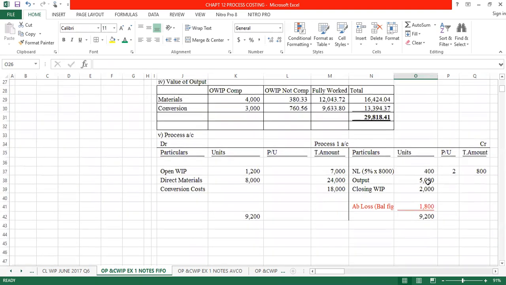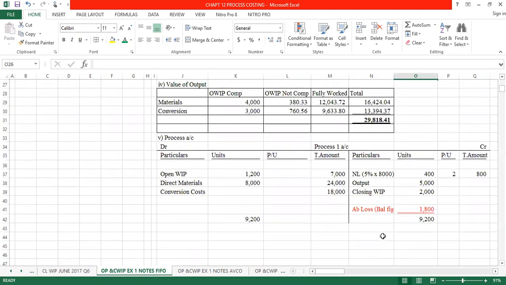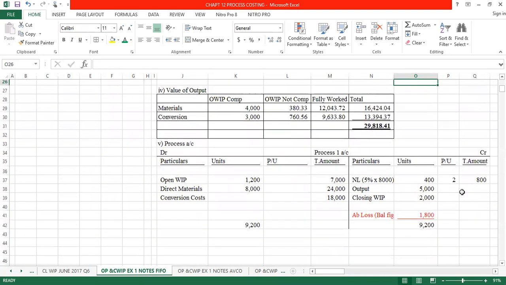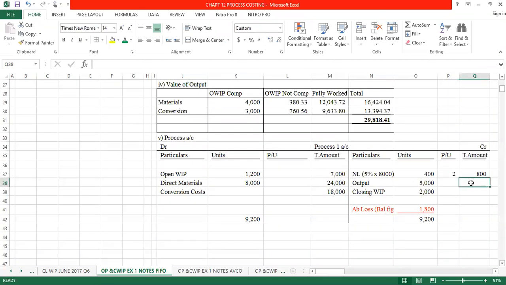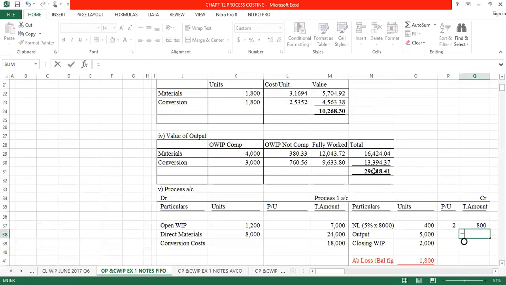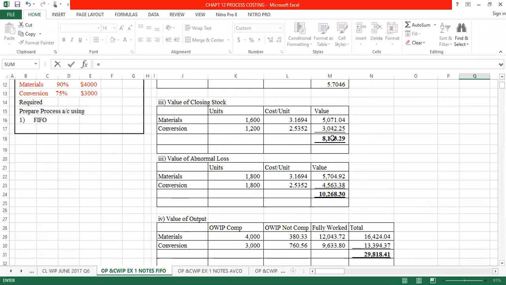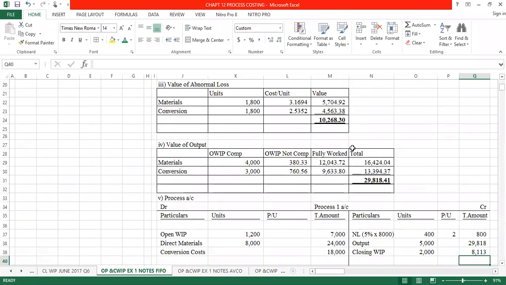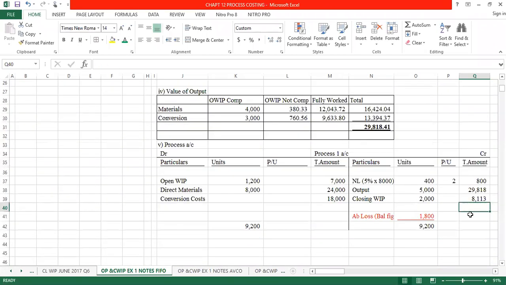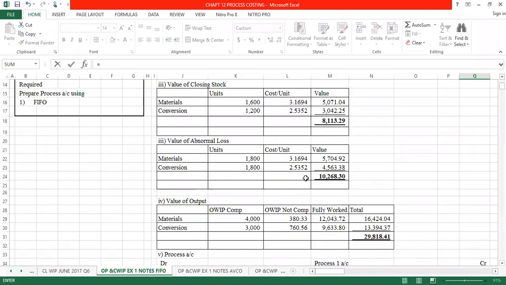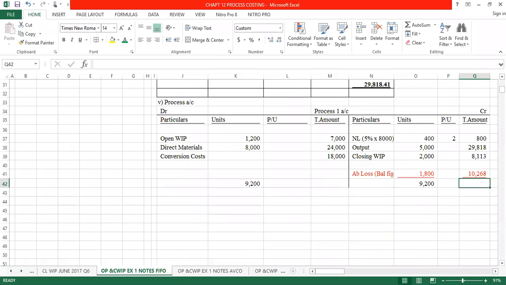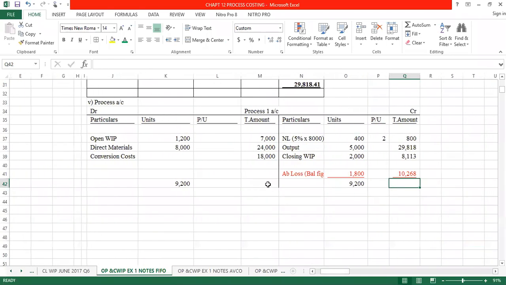So now the stress is here to ensure it balances. So what is the value of output? Value of output, you come and transfer. Value of output is 29. What is value of closing work in progress? Closing work in progress is 8,000. What is value of abnormal loss? Value of abnormal loss is 10,000. Let us hope it will balance. Let us see. It should balance to this amount.